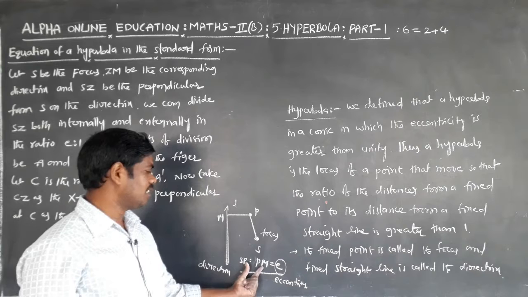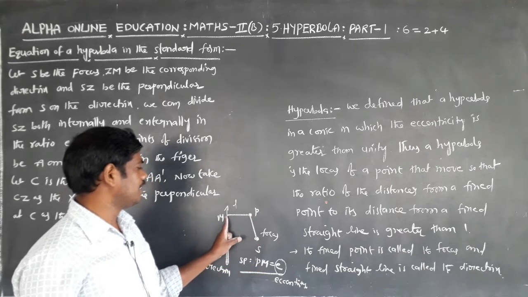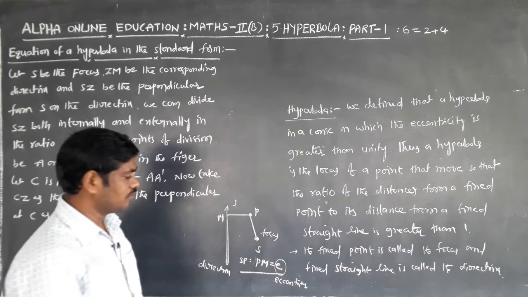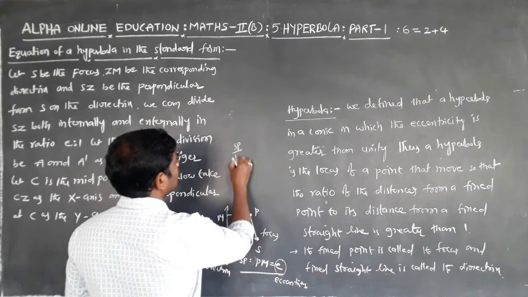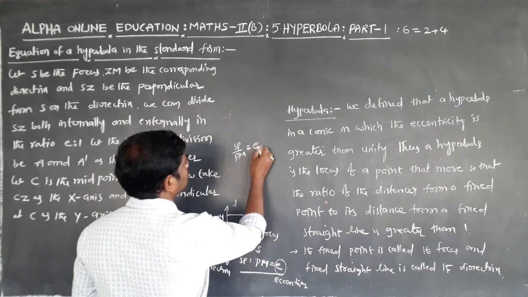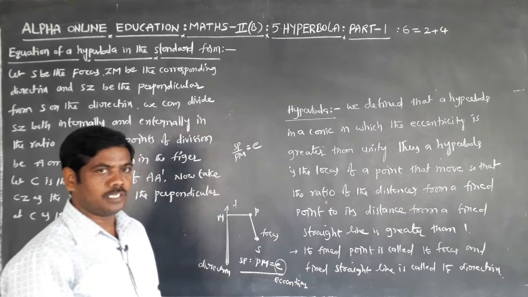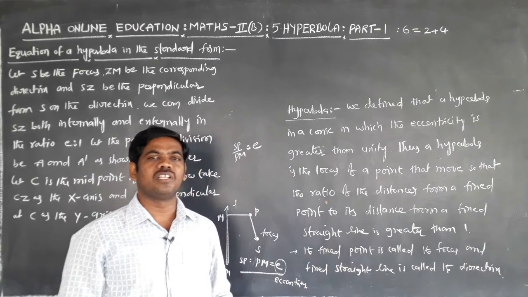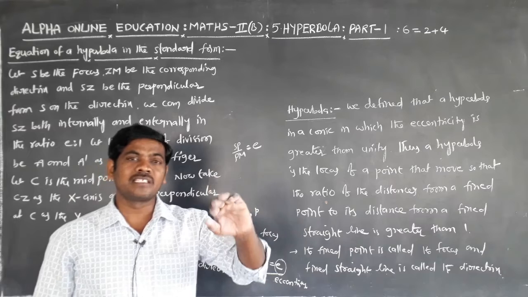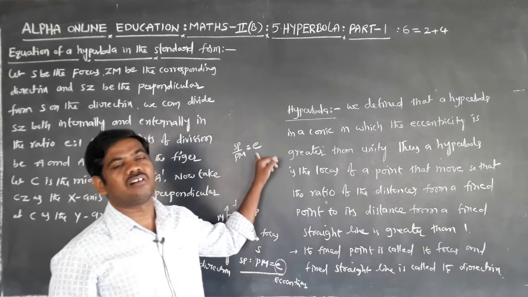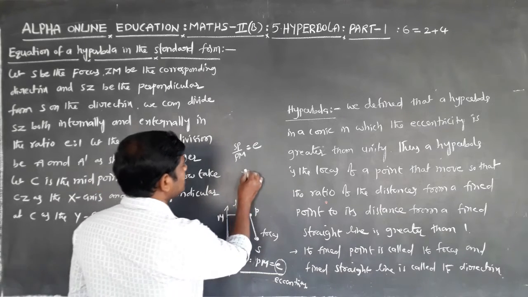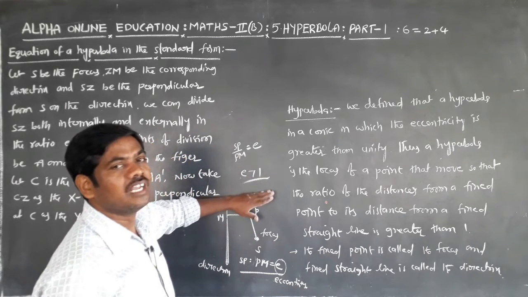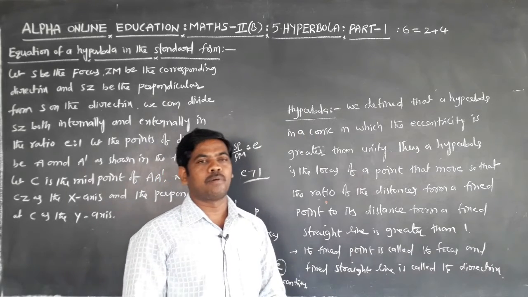The ratio of the distances from the fixed point and the fixed straight line is constant, so SP by PM equals E. If E equals 1, the conic is called a parabola. If E is less than 1, the conic is called an ellipse. If E is greater than unity, the conic is called a hyperbola.